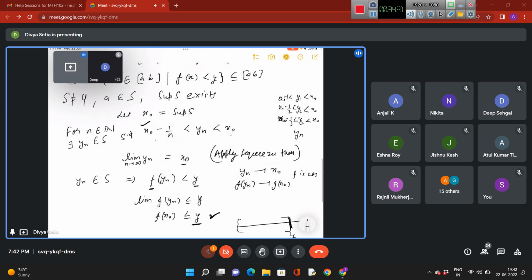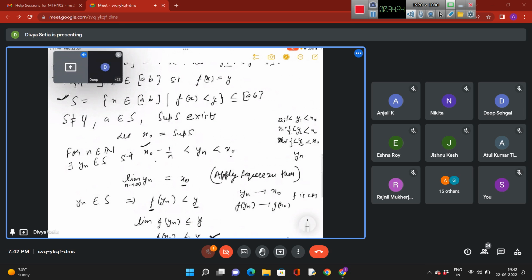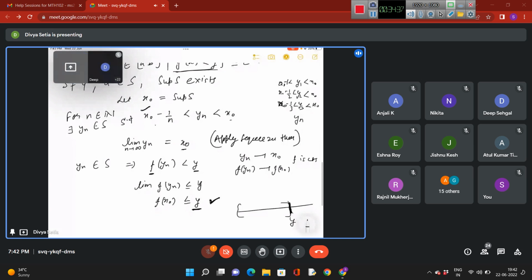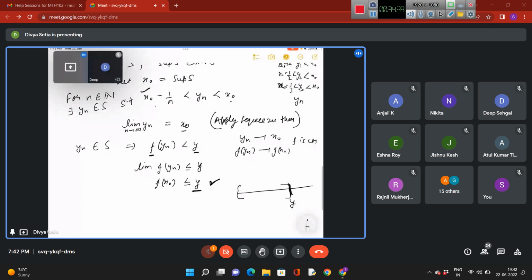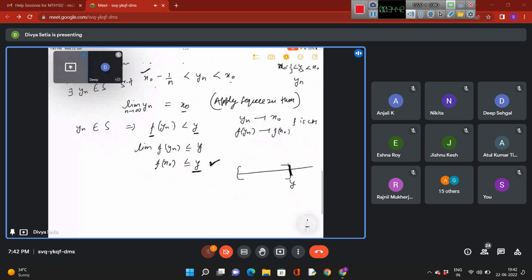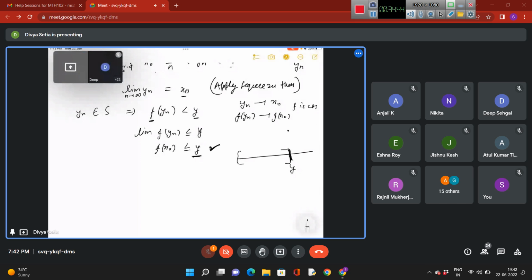So if you are taking a supremum whose image value should be less than y, that means you are really creating a sequence. The graph should be like this. This is your x-axis, this is your y. So this is your f of a, and this is, suppose, f of b, and y is here, and this is your curve. And now this is A, this is B.